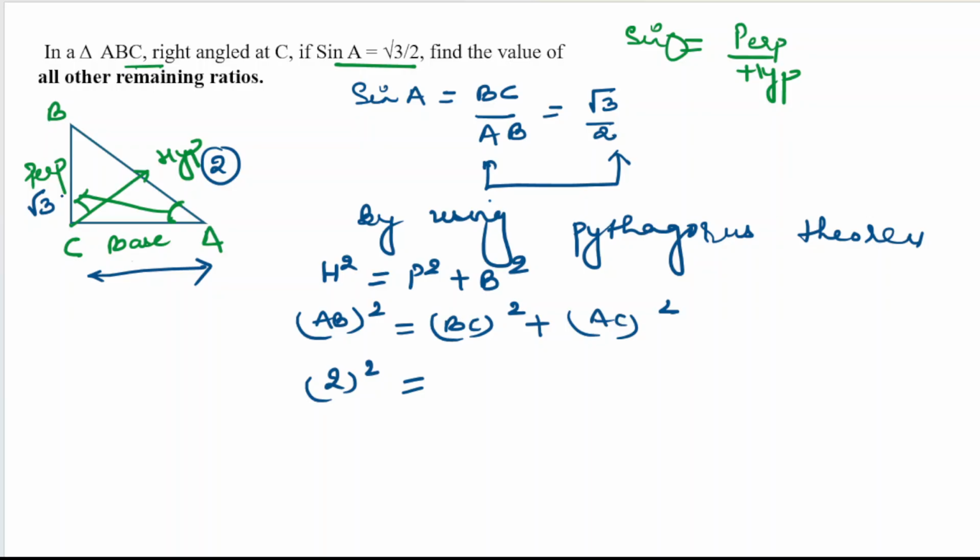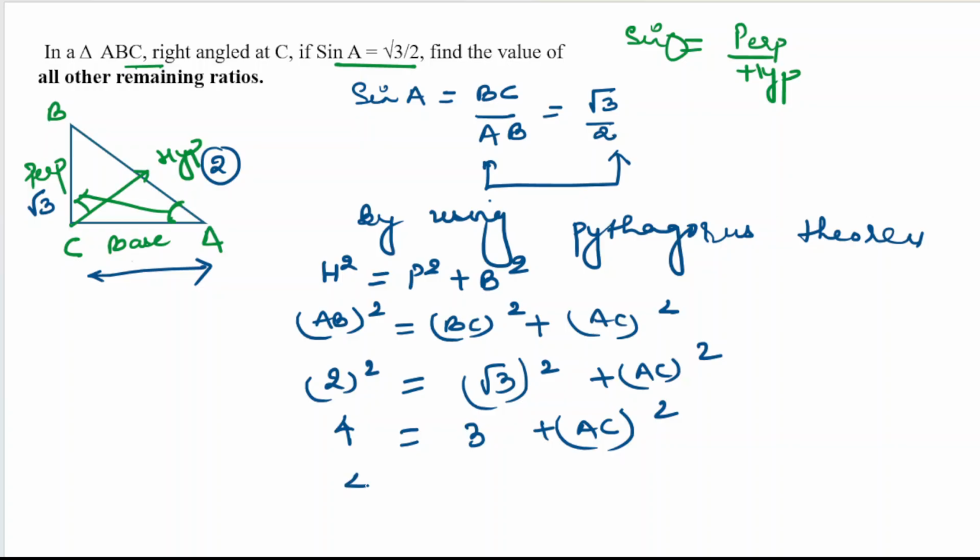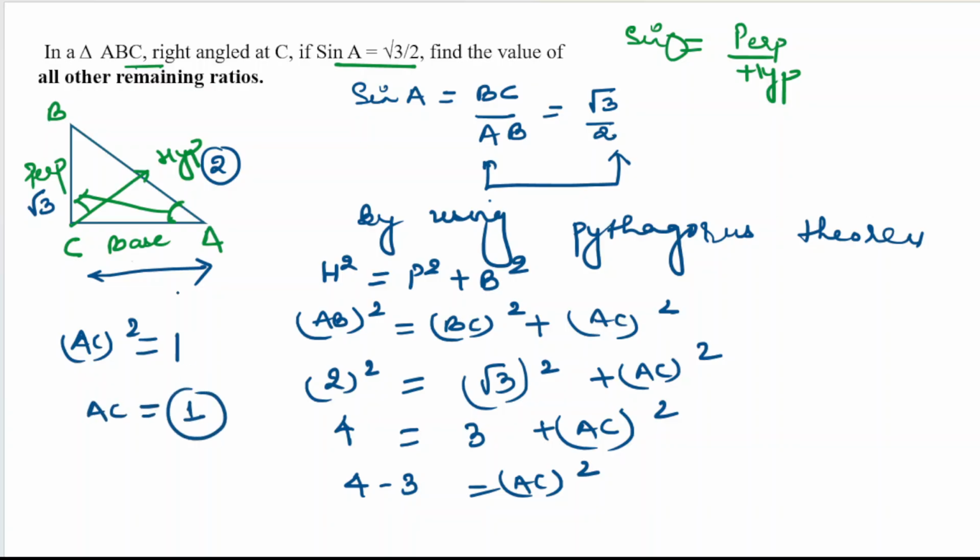It is equal to BC square. What is BC? Root 3 whole square plus AC square. It is 4 equals 3 plus AC square. You will get 4 minus 3 equal to AC square. So what is your AC square? Your AC square is equal to 1. So AC is equal to 1. Now you will get the third side as 1.